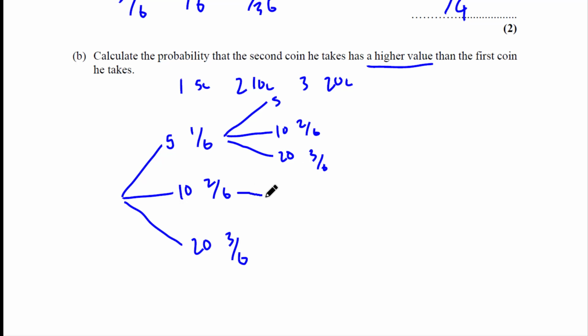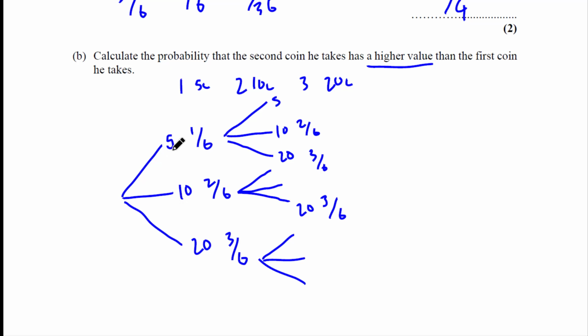So with this 10 branch, we don't need to work out the other two, we just need to be concerned with the 20. So that's just 3 out of 6, and the 20, or the coin can only be max the same value, so we don't even need to work that out.